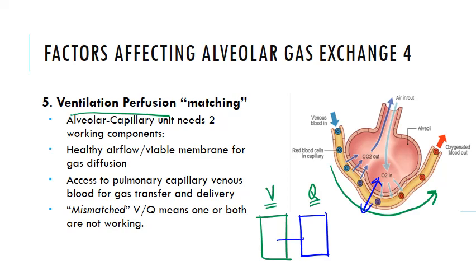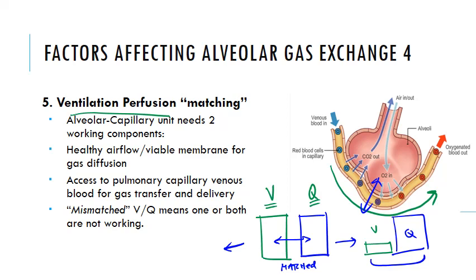Now, when these two are in good working order, we call this matched VQ. On the spectrums, you'll be able to see how this can fall apart. If we have terrible ventilation over here, but we have good or decent perfusion, this is a mismatch. And on the other side, we can also have really good ventilation, but we might not be able to get blood to pick it up. So this is also a mismatch. A mismatched ventilation perfusion ratio essentially means that one or both of these components aren't working.